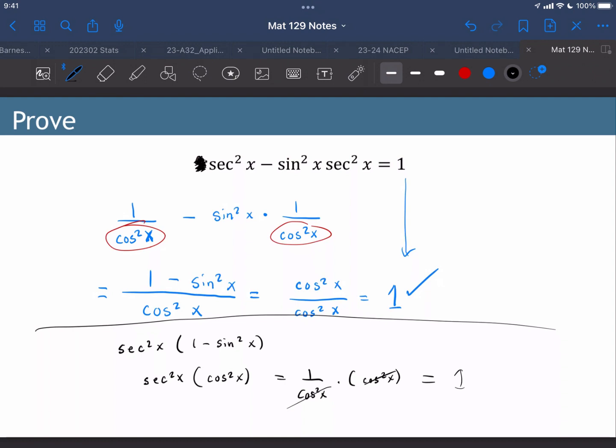So there you go. All right, friends, I hope that helped with identities. I hope that gave you some good advice and maybe helped you see how to tackle those. But again, you've got to start with one side, work, and get to the other. Don't play with both sides. All right, there you go.